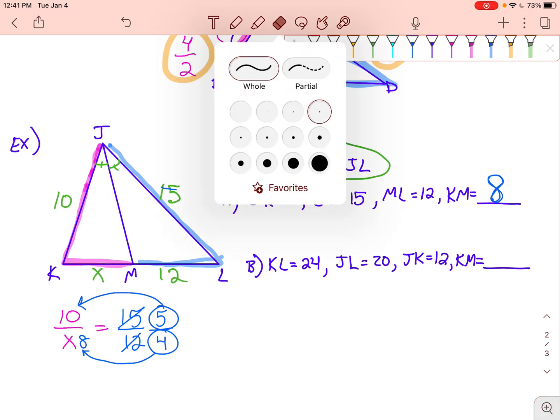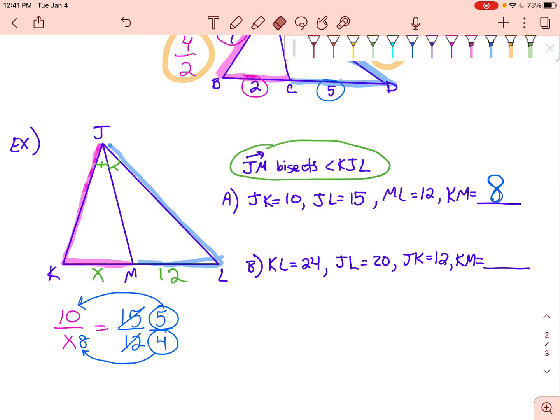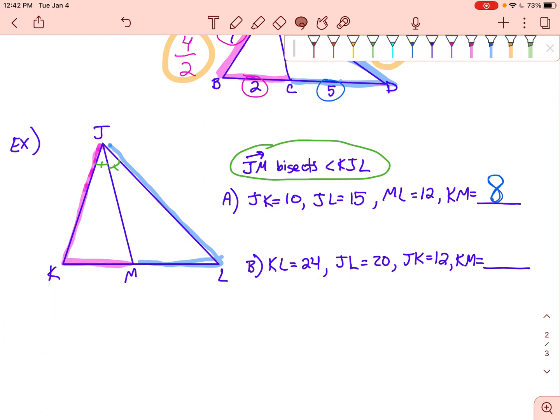Again, if you want to pause it and try this example for yourself. We're working with the same given information. Of course, we have an angle that is bisected in a triangle. Therefore, the sides that it's leaving behind are proportionate. But this is different. This is telling me that KL, this whole thing, is 24. And then it's telling me that JL is 20. JK is 12, and it's asking for KM.